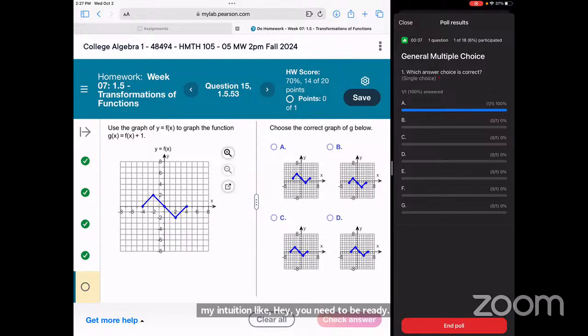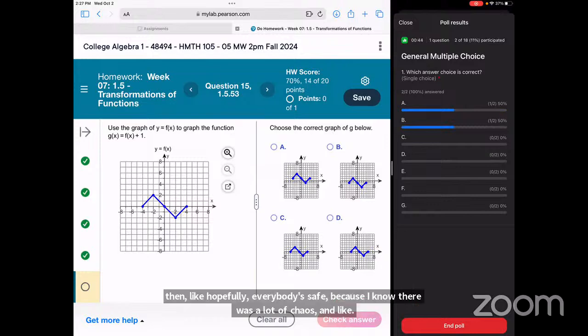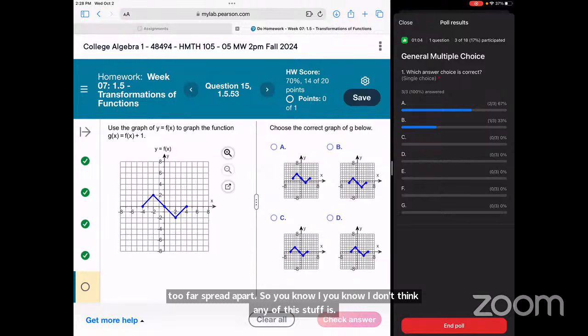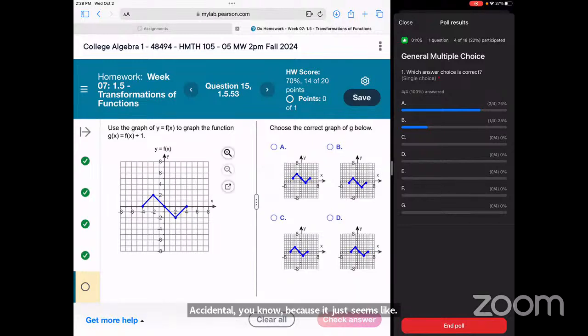And then hopefully everybody's safe, because I know there was a lot of chaos in North Carolina with the flooding, and then I know there was a chemical explosion, a chemical fire here in Atlanta. And then I think there were a few other fires around the states as well, not too far apart. So I don't think any of this stuff is accidental, because it just seems like our quote unquote leaders are out to take people out, because it really does not seem like they have our best interest at heart.